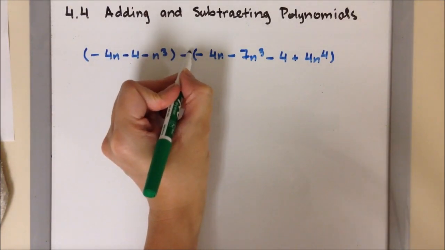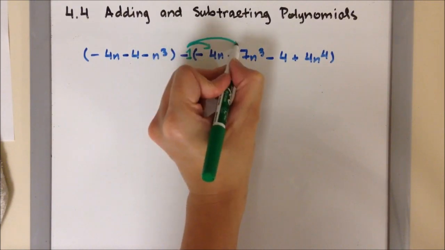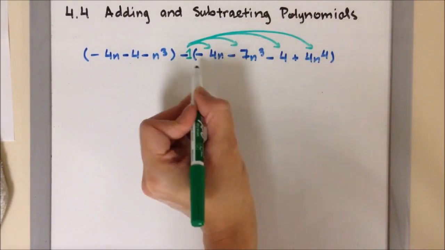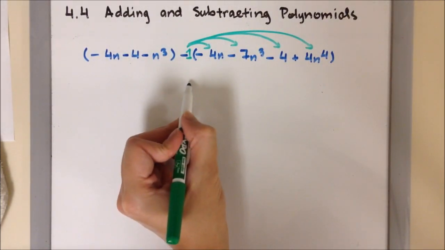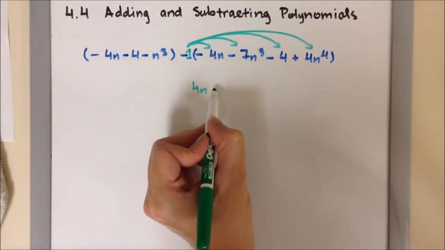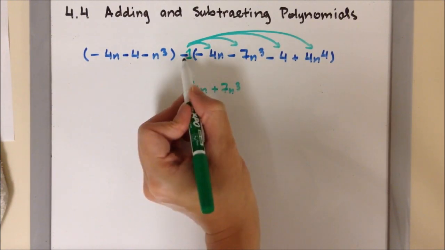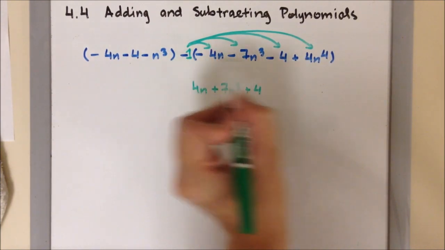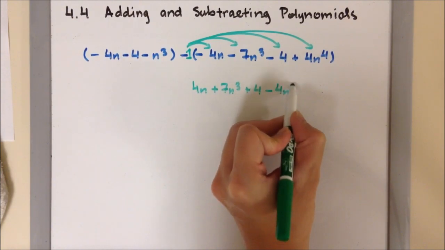So we have a minus, so that means negative 1. I'm going to distribute to the set that the minus is directly in front of. So this one right here. Negative 1 times negative 4n will be positive 4n. Negative 1 times negative 7n to the third will be positive 7n to the third. Negative 1 times negative 4 will be plus 4. And then negative 1 times positive 4n to the fourth will be minus 4n to the fourth.